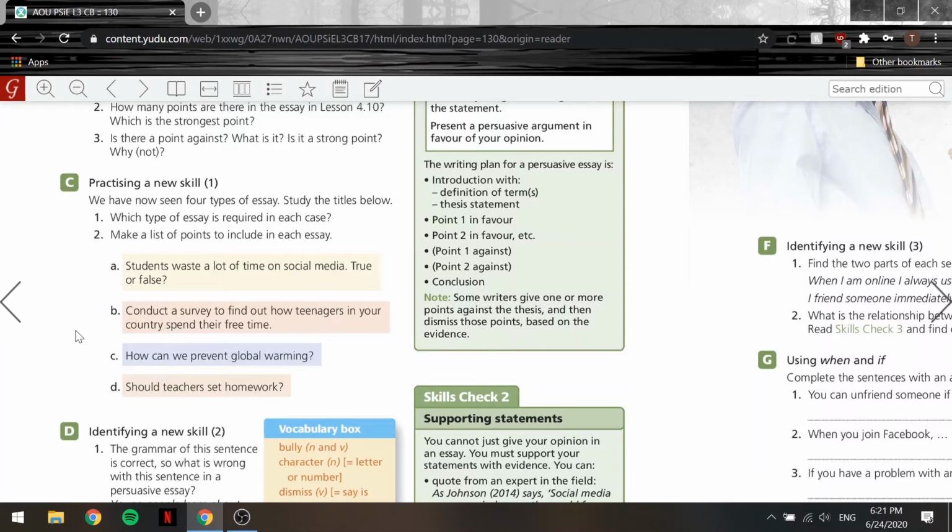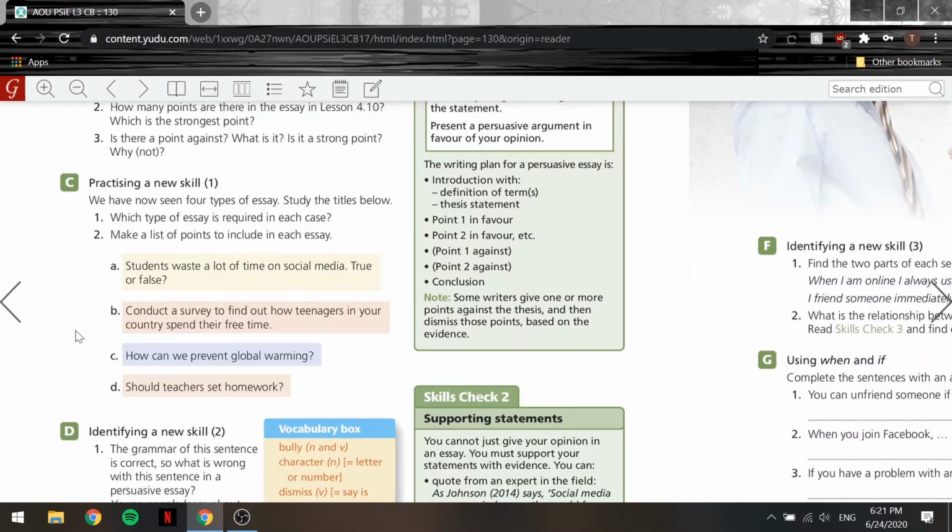B, conduct a survey to find out how teenagers in your country spend their free time. This is a simple research report. How can we prevent global warming? Again, we're going to be discussion or for and against, as we talked about before.